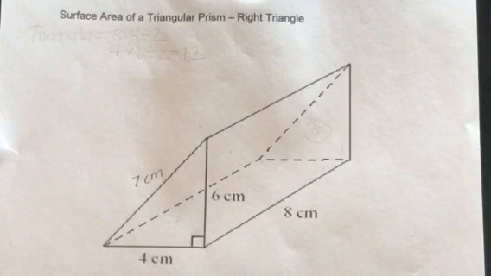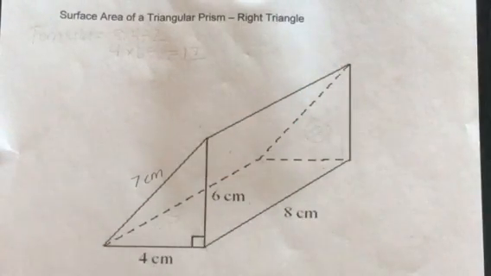Okay, today we're going to be solving the surface area of a triangular prism, specifically a right triangle. Remember that surface area is the area of all the faces. As you can see, this particular prism has 5 faces.